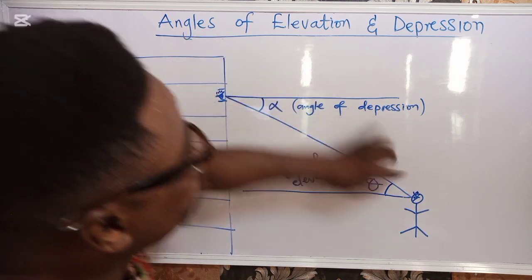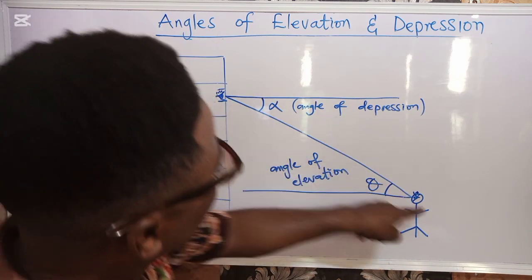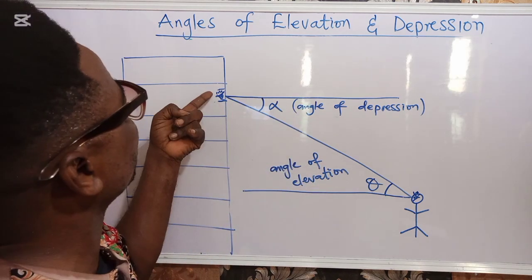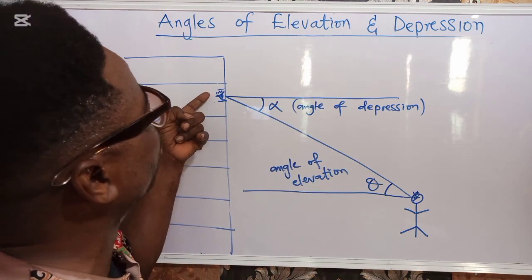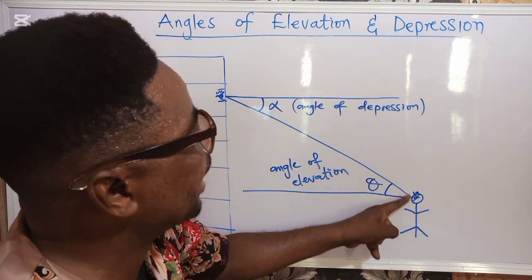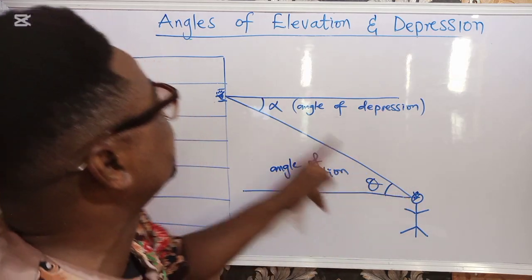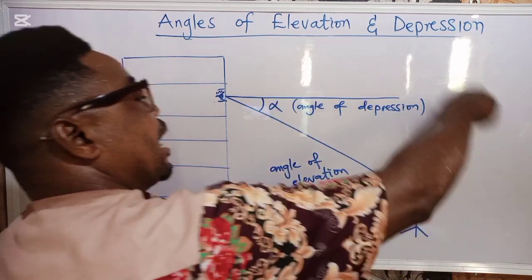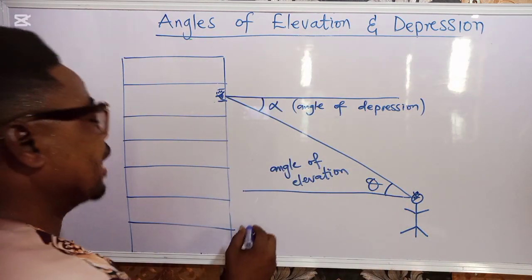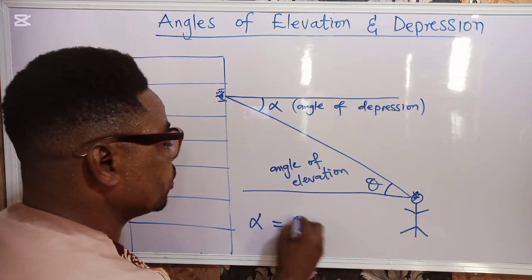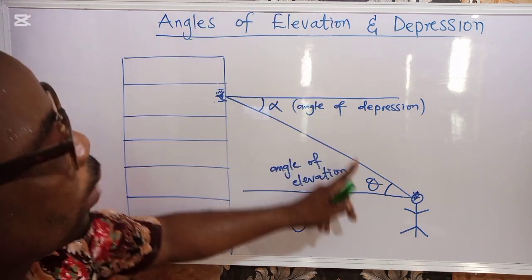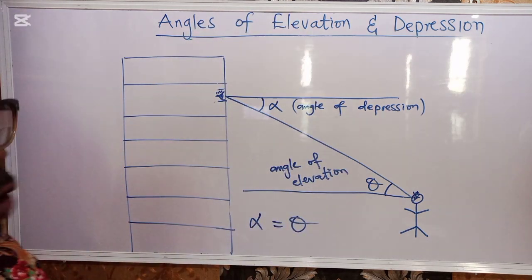Now, he looked down to him. He's looking at him. He is looking at him too. So the one in the house forms angle of what? Depression. And the one at the top forms angle of what? Elevation. As a single scenario like this, alpha is equal to theta. That means angle of depression is equal to angle of elevation.